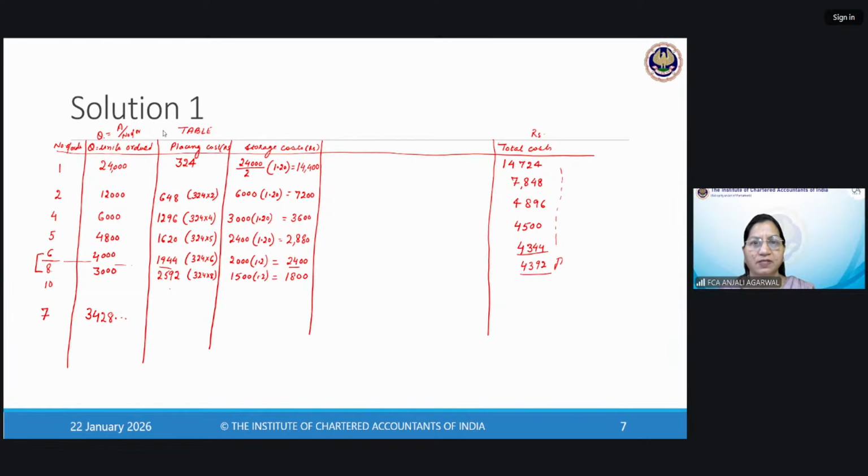Can you please explain once again why we're talking divide by 2? Okay, Heyman, I will. 4896. Okay, 3600, 1622. Fine. Ma'am, can you explain the storage cost calculation in this table? I'll do that again.